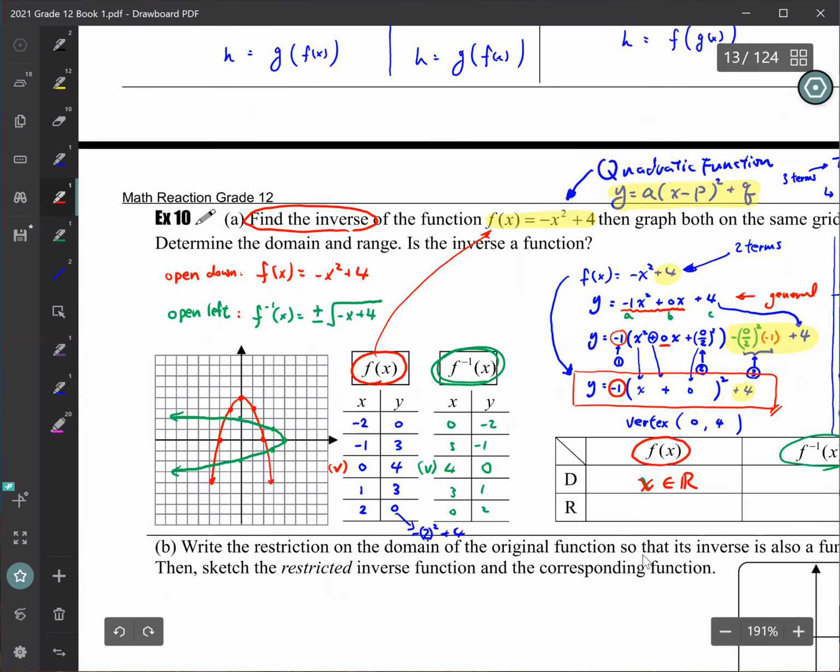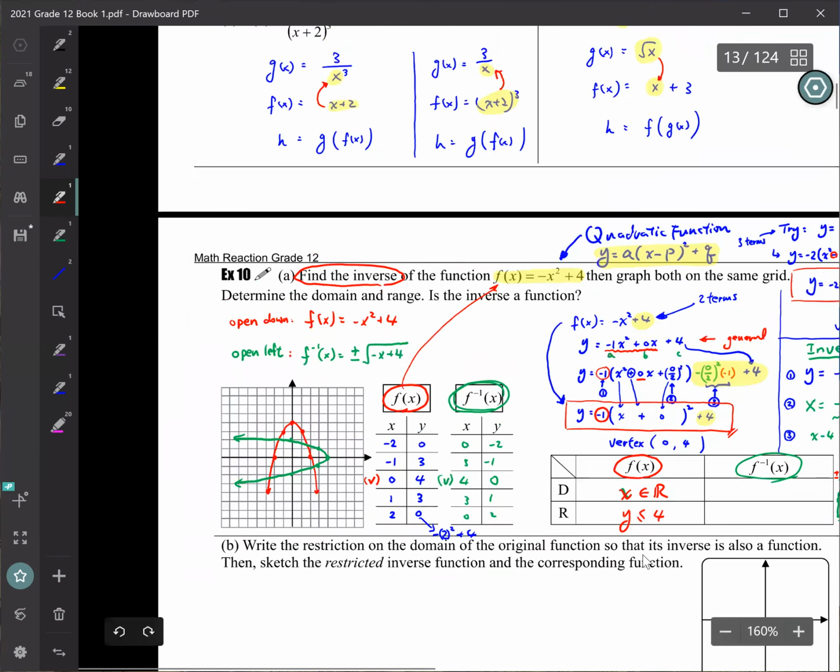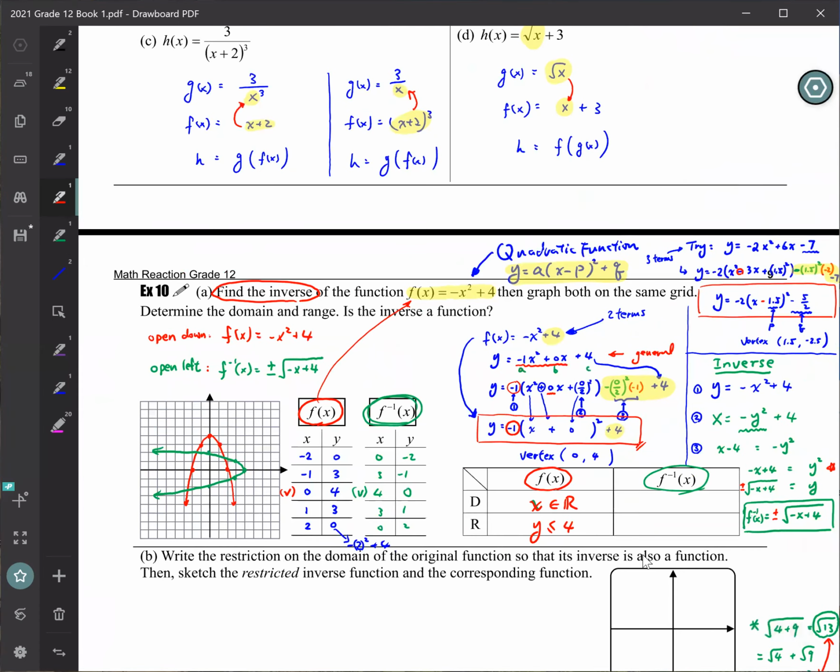And then for the range, Daniel, I got y is smaller or equal to 4. Yep, starting from 4, the highest point, and then goes down. But to the left and to the right, there's no stopping. For the up and down, it has the highest point. So once you got these two figured out, the inverse will be easy.